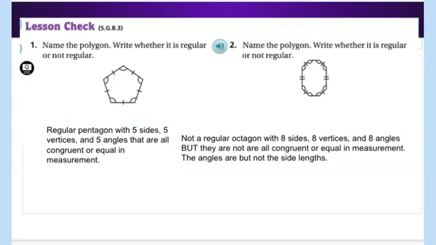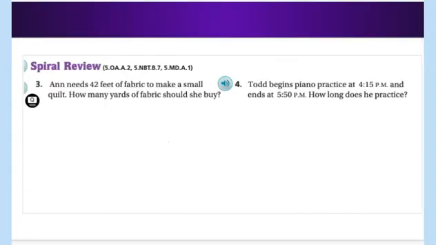All right, so keep going on. You're just about done working on your spiral review. Go ahead and read through the problem. I'll read it to you while you're thinking about it and work it out, and I'll show you the answer.